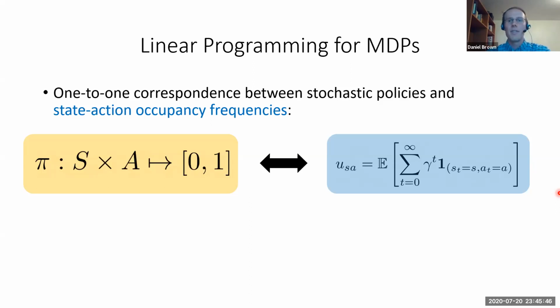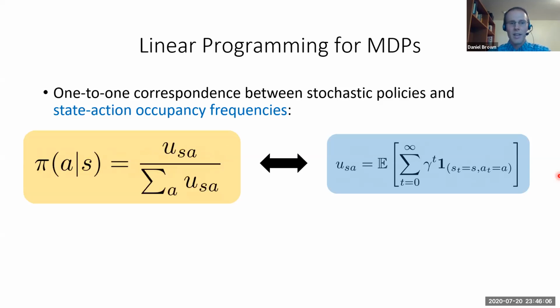And we take advantage of this one-to-one correspondence between stochastic policies and state action occupancy frequencies. So if we have a stochastic policy that takes action A in state S with some probability, we can also look at these state action occupancies. This is simply the expected number of times I'm in state S and I take action A. Given these occupancies, which I'll denote by u_S(A), I can come up with a stochastic policy simply by renormalizing those weights, essentially, in order to come up with a probability distribution.